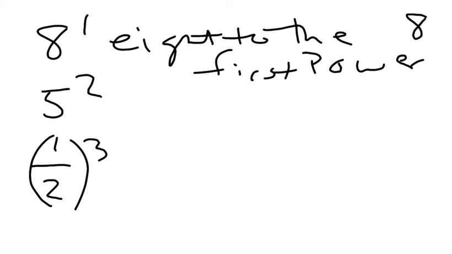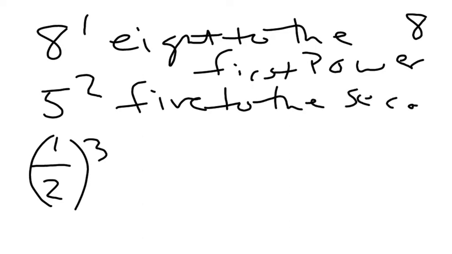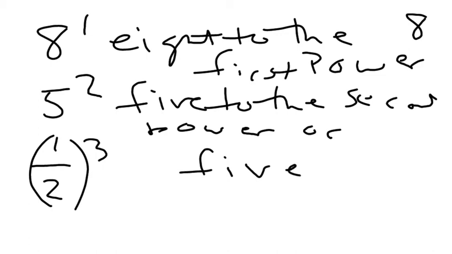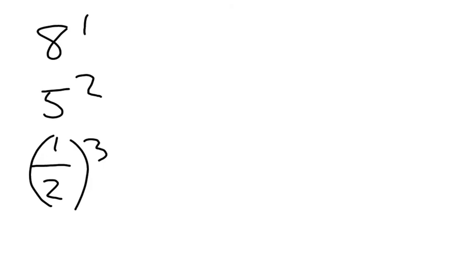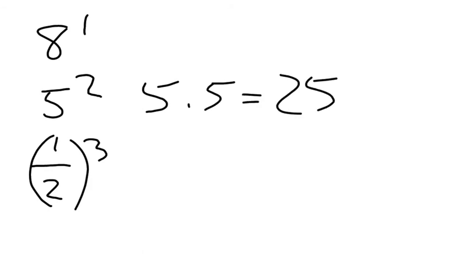Number 2, 5 to the second power. You could write out 5 to the second power. Or, what's another way you could say that? How about 5 squared? Because the exponent of 2 has a special name called squared. Okay? What is 5 squared or 5 to the second power? That means 5 times 5, so that's 25. Write it down 2 times. Not 5 times 2, 5 times 5.